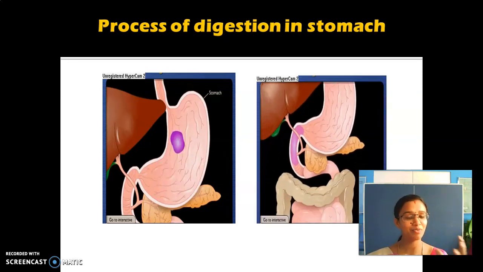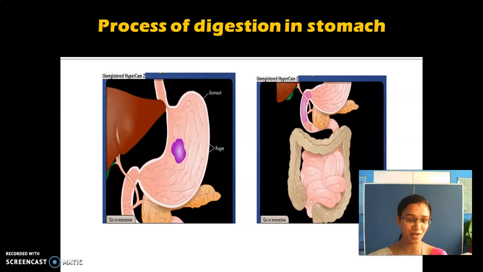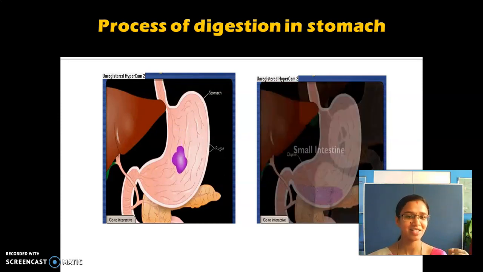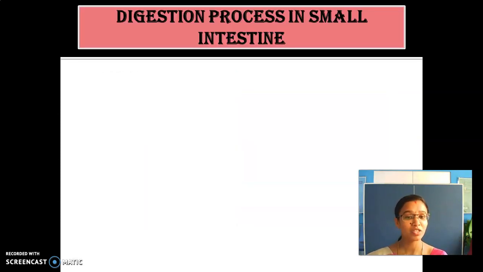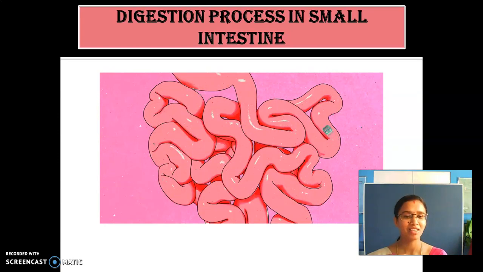So after the digestion process, what happens? The food enters the small intestine. After the digestion process is completed in the stomach, the food enters the small intestine. The food which enters the small intestine from the stomach is digested there. The complete digestion takes place in the small intestine. So digestion ends in the small intestine.